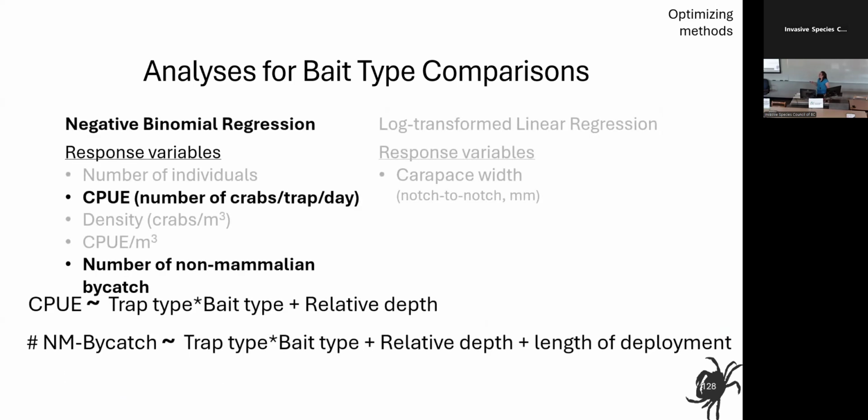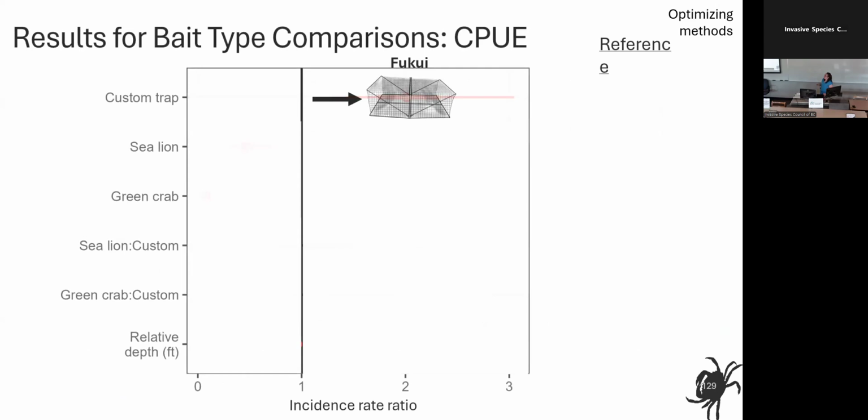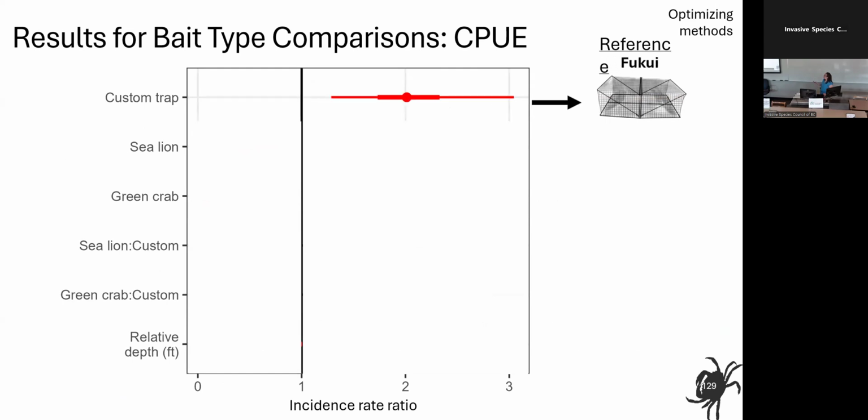I'm only going to speak on CPUE and the number of non-mammalian bycatch, where catch per unit effort is defined as an interaction between trap type and bait type and relative depth, and non-mammalian bycatch is trap type with bait type, and then relative depth and length of deployment. When we do, again, our lovely incident rate ratio graph, with Fukui being our first reference point, Fukui traps still outperform, but only about 2 times. So they're still doing a lot better, just not to that 5.5 times larger.